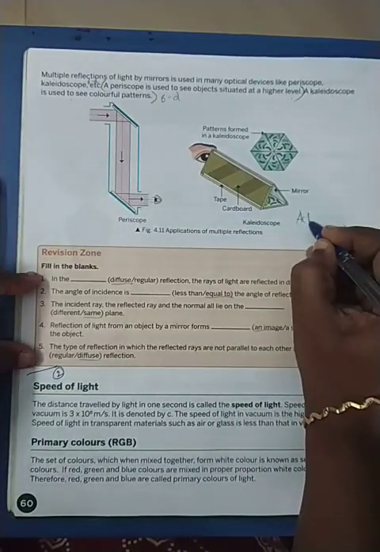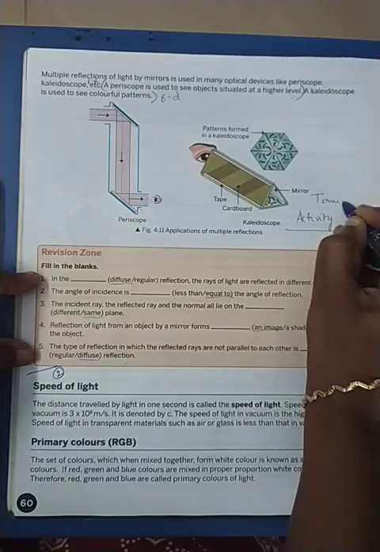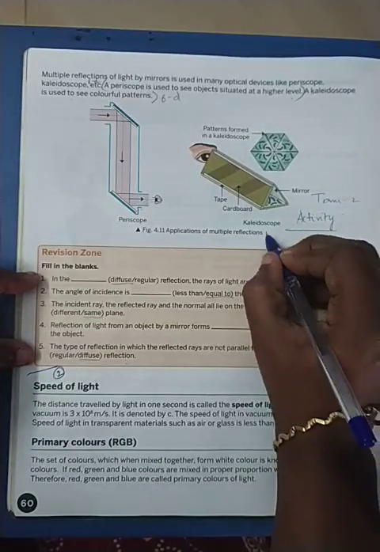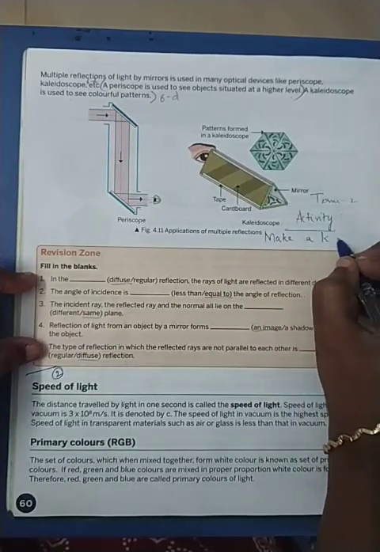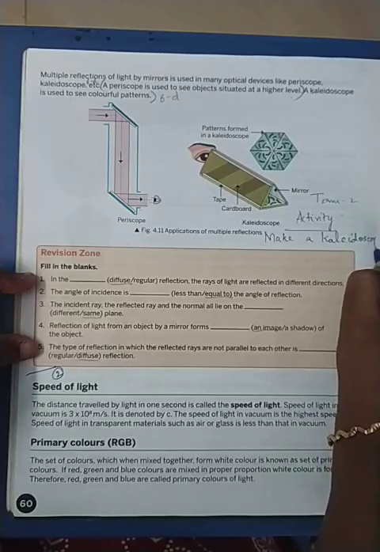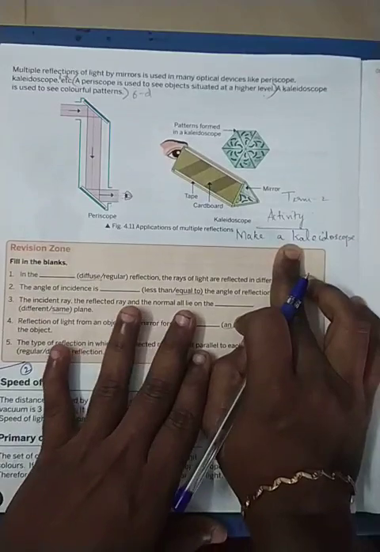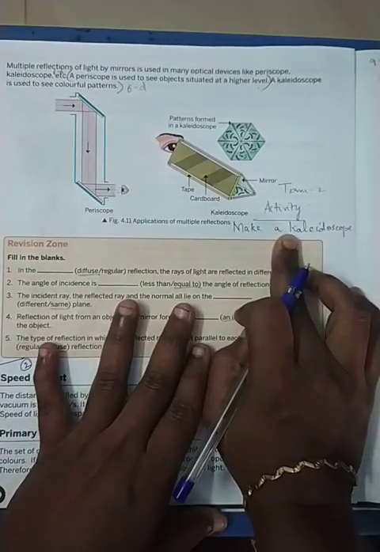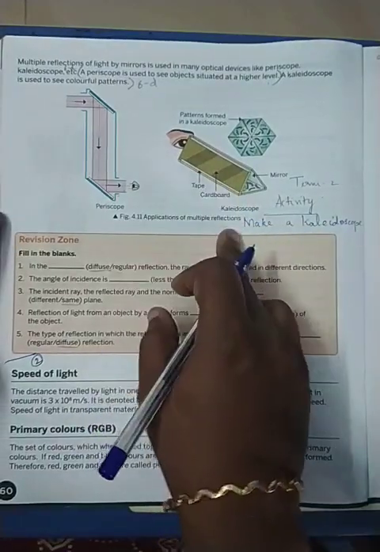So your activity will be the term 2 activity. You should make a kaleidoscope. You can take the input from YouTube. You can see many videos on how they are making the kaleidoscope, and you can make one.